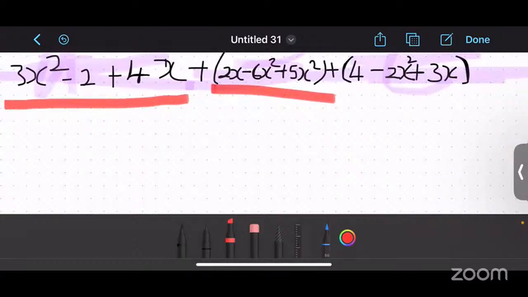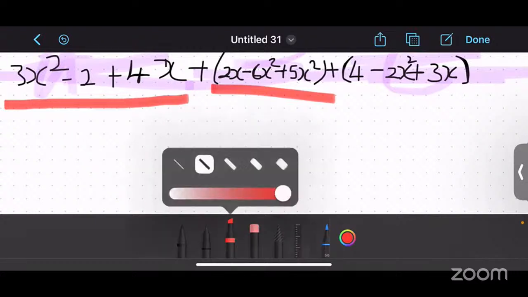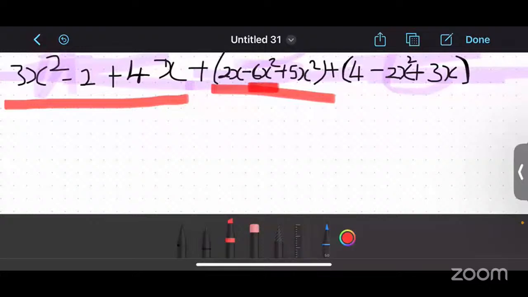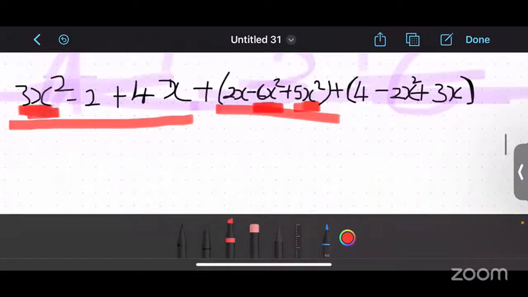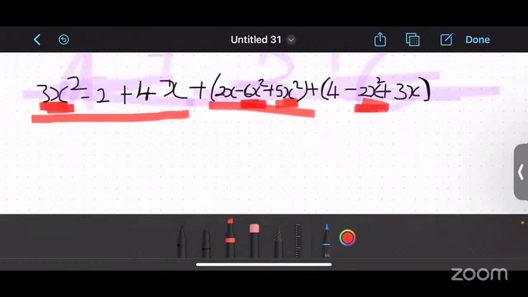Ma'am, is it possible that the 3x to the power of 2... Um, let's start with Ole. Ma'am, negative 6x to the power 2 and 5x to the power 2. Negative 6x to the power of 2. Ma'am, also 3x to the power 2 and minus 2x to the power of 2. Okay.